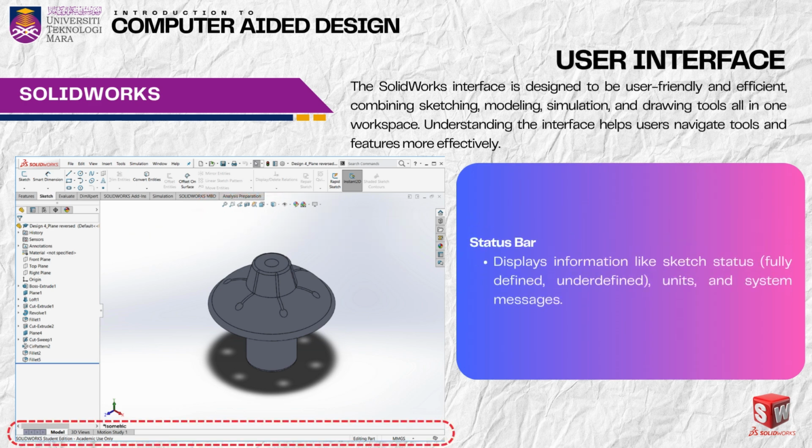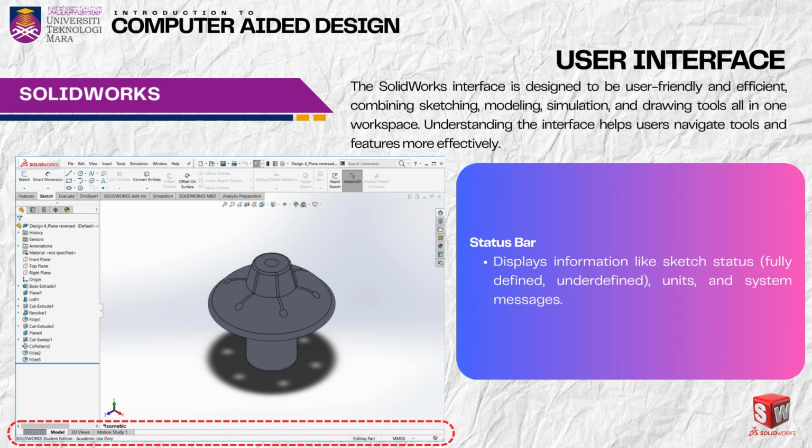Running along the very bottom of the interface is the status bar. This bar displays real-time information such as system messages, the units being used, and what type of file or feature you're currently editing. It's a helpful reference point, especially when you want to confirm selections or keep track of your workflow status.